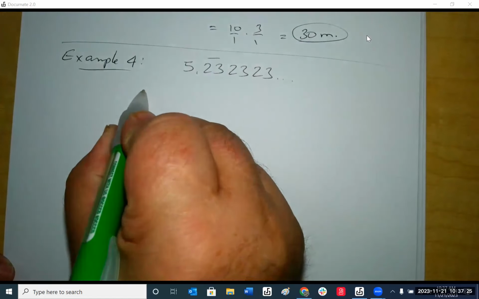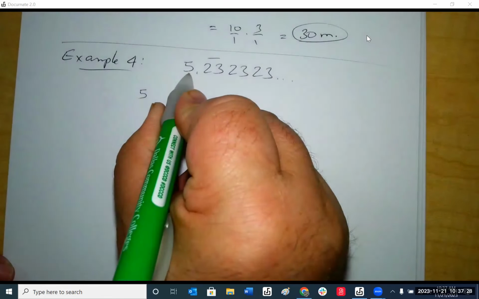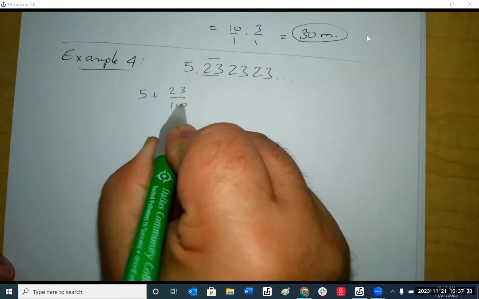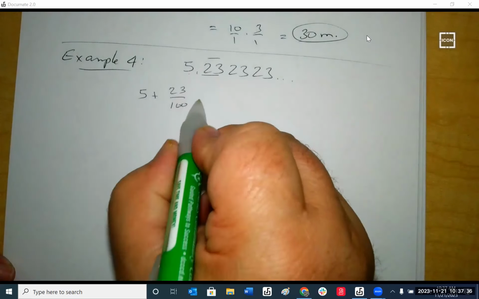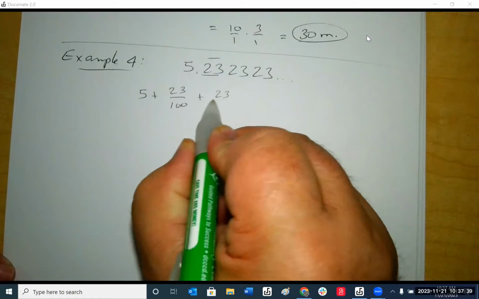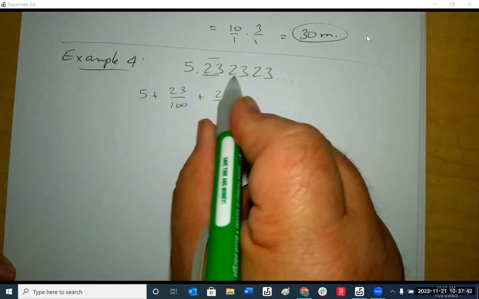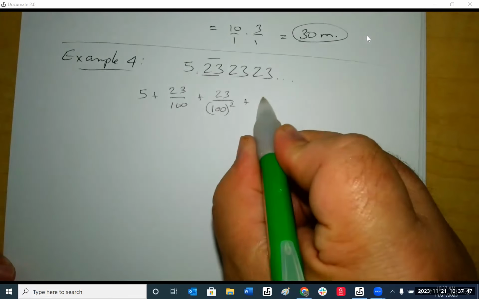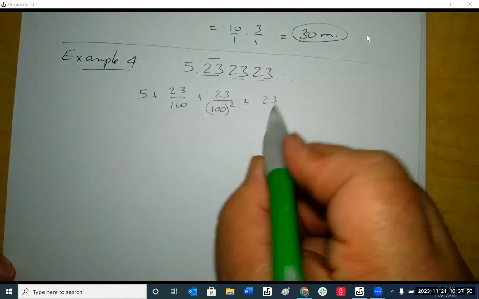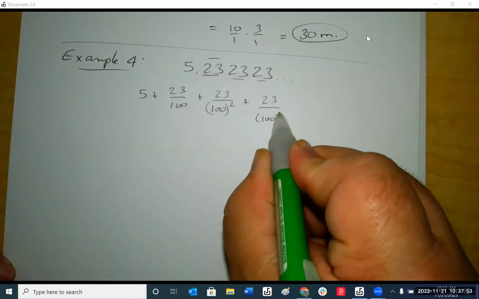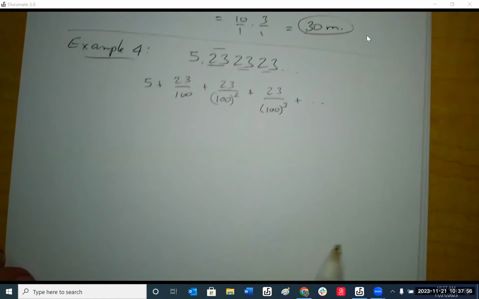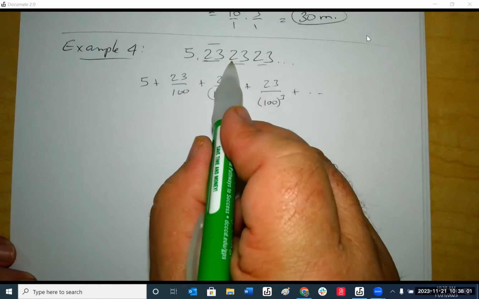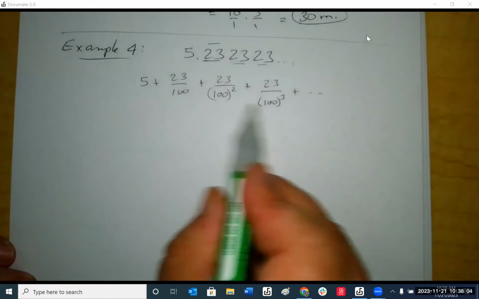Okay, so 5.232323 is actually the 5 plus this decimal, which is 23/100. Since they're in groups of 2, this is 23, this is 100, this is 100 squared, which is 10,000. And this one is going to be 100 to the third, and so on and so forth. Because they're in groups of 2. This is tenths, hundredths, thousandths, ten-thousandths. So that's what these are, and so on and so forth.